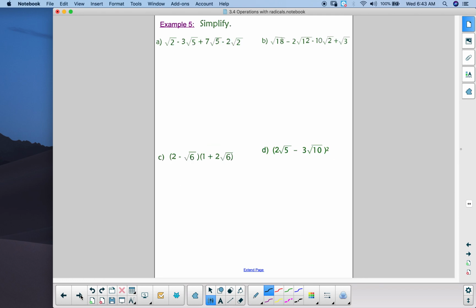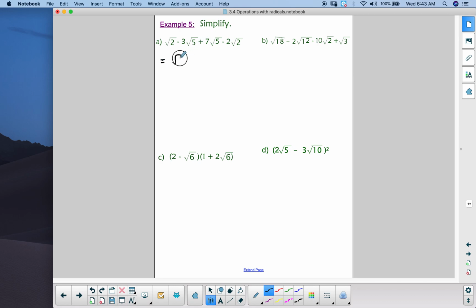Our next example, we are asked to simplify. So these are terms that you can add together. So I have here root of 2 minus 3 root 5 plus 7 root 5 minus 2 root 2. So I can add the ones that have the same radical. I'm going to write them together.